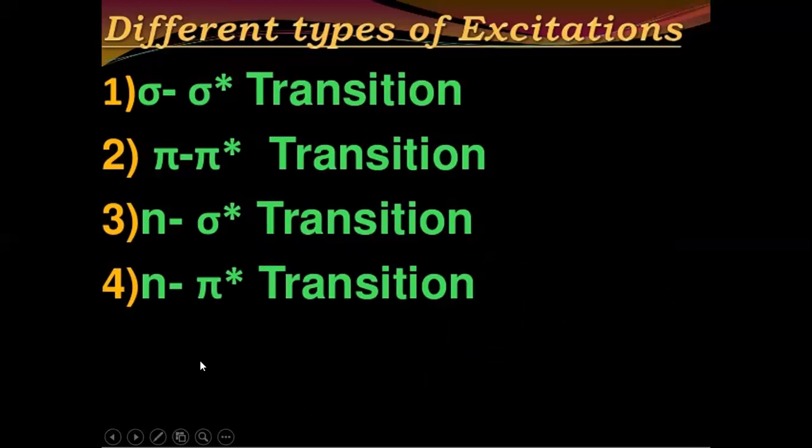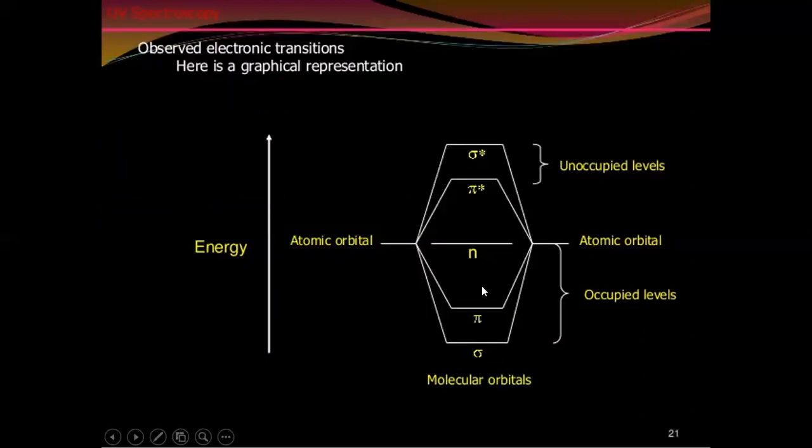Coming to the next one, n to pi star, very little energy. For n to pi star, wavelength will increase and energy is very low. Where can you see these transitions? They are observed in compounds containing heteroatoms with non-bonding electrons, lone pairs of electrons. The lone pair electrons in the heteroatom transition to the pi star orbital. This transition occurs at 280 nanometers.